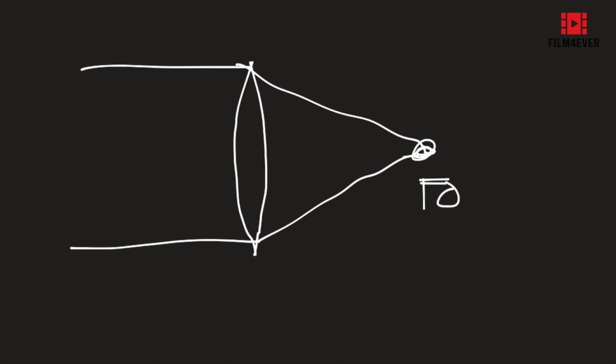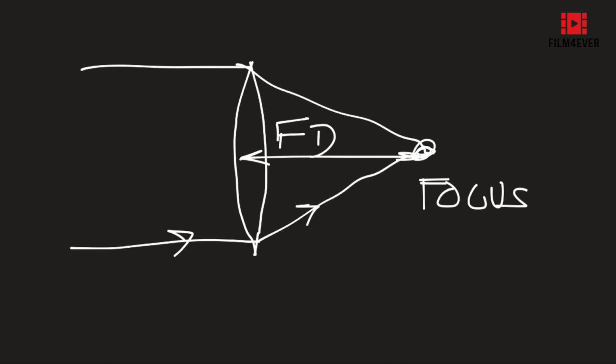Let's try to illustrate the concept of focal length. We have the lens and we have the light coming from the left hand side, and we are seeing the image is getting focused on the right hand side. So this distance from the center of the lens to the focus is called the focal distance.